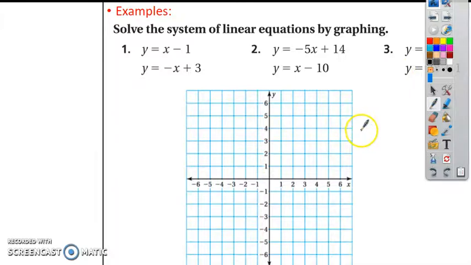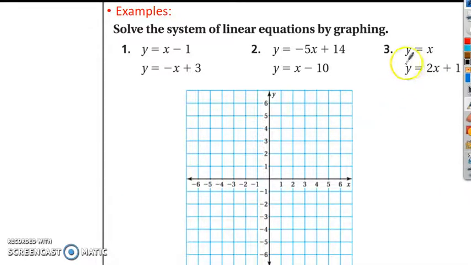Okay, example number 3, we have y equals x. So the intercept is at 0. Okay, and we're going rise 1, run 1. Here's our line.